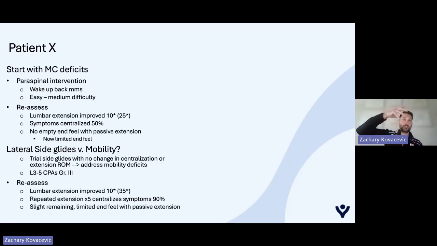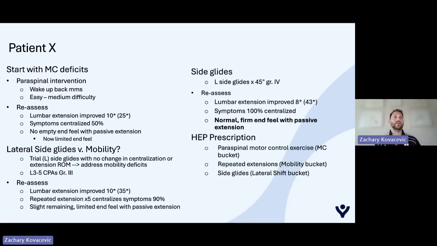So I reassess my passive extension, right, because it tells me a lot about the end feel, tells me a lot about what's left on the table. I notice that there's still a limited end feel with passive extension. I'm now going to shift gears to my side glides, right, where I do some left side glides. Again, I want to get the pelvis underneath the side that the trunk is shifted to. So there's a left lateral shift. I want to do left side glides of the pelvis to shift them underneath the trunk that shifts to the left. I do this for about 45 seconds. I do some grade 4 mobilizations in this region. I reassess, lumbar extension improves another 8 degrees for 43 degrees total. Symptoms are 100% centralized.